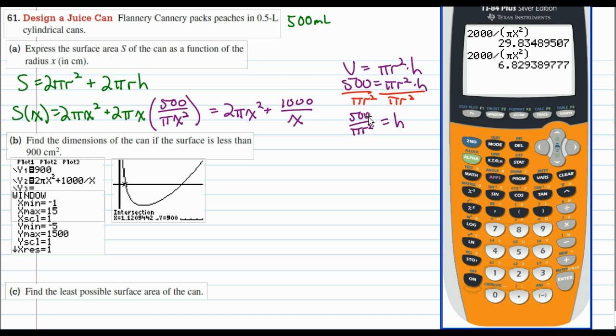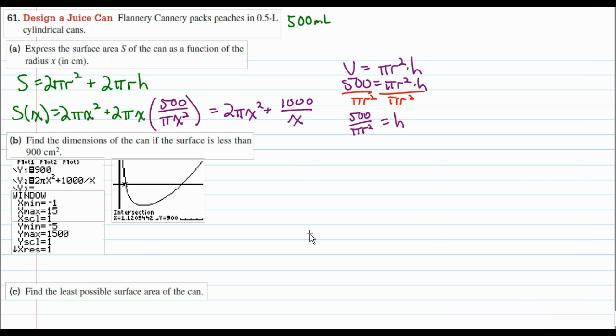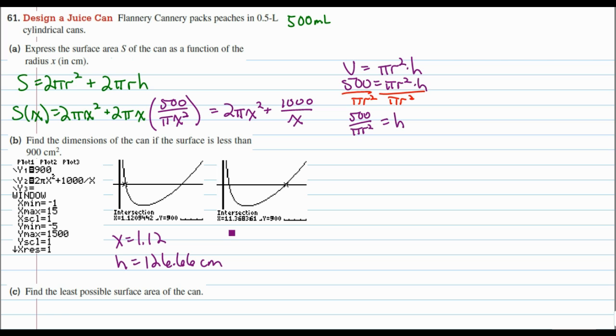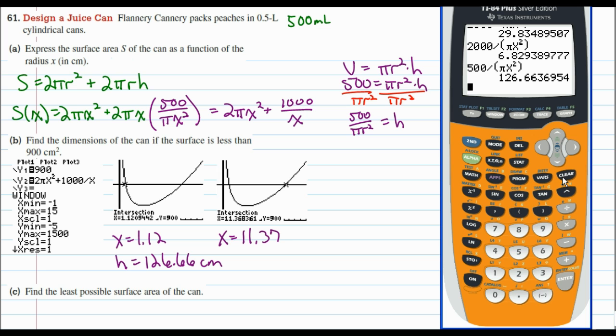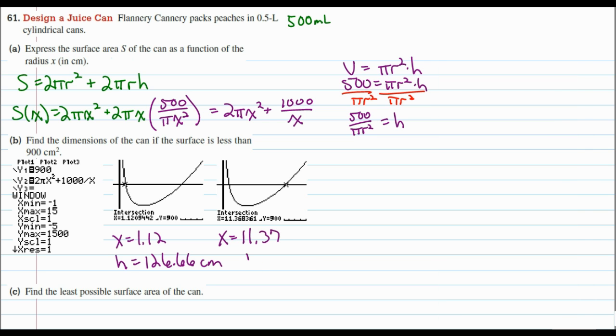Now the expression we found for height was 500 divided by pi r squared. So I'm going to take 500 and divide it by parentheses pi x squared, close parentheses. And the height that belongs to that is 126.66. The other r value I found, or technically x value, was 11.37 centimeters. So that's my maximum r value I could use. So the height to go with that radius is, drumroll, 1.23. Oh, 123. Oh, how cute.